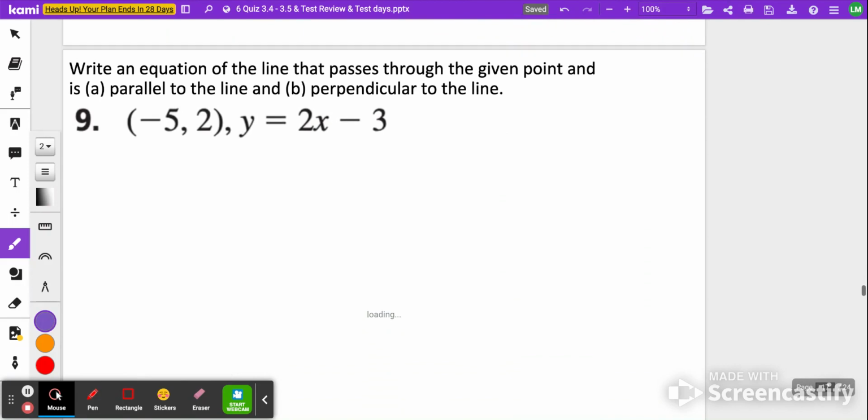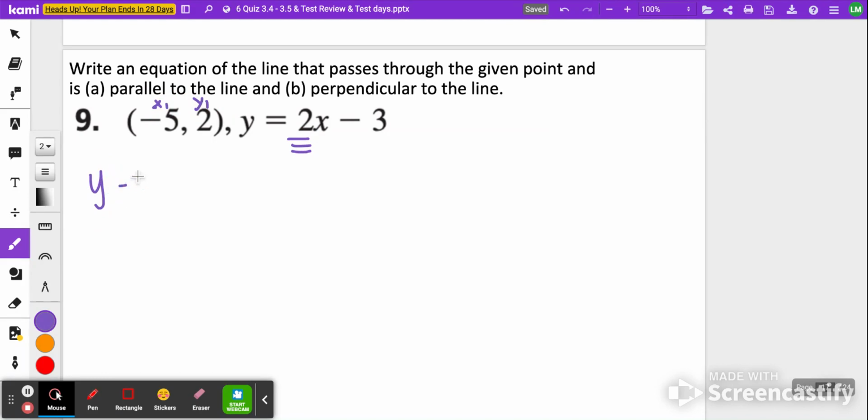All right, writing an equation of the line that passes through the given point that is A, parallel, and also B, perpendicular to the line. So let's start with parallel. I know that parallel means I need to have the same slope. So I'm going to use the same number, and I'm going to use my point-slope form, where x1 and y1 are already labeled for me.